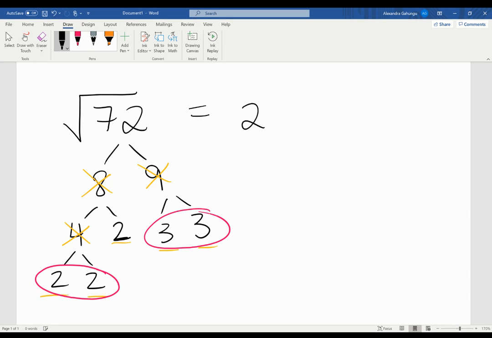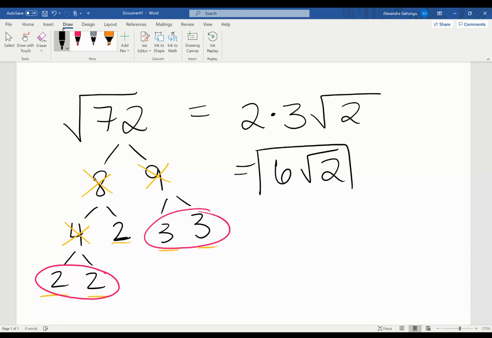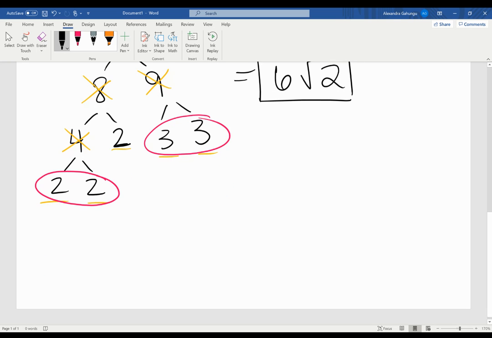So a 2 can leave the house, and a 3 can leave the house. I'm going to multiply them. And then there's one number that wasn't circled, that didn't have a buddy, so it can't leave the house, and that's the 2. So I'm left with 6 rad 2. So you need a buddy to leave the house. You need a buddy to simplify your radical.